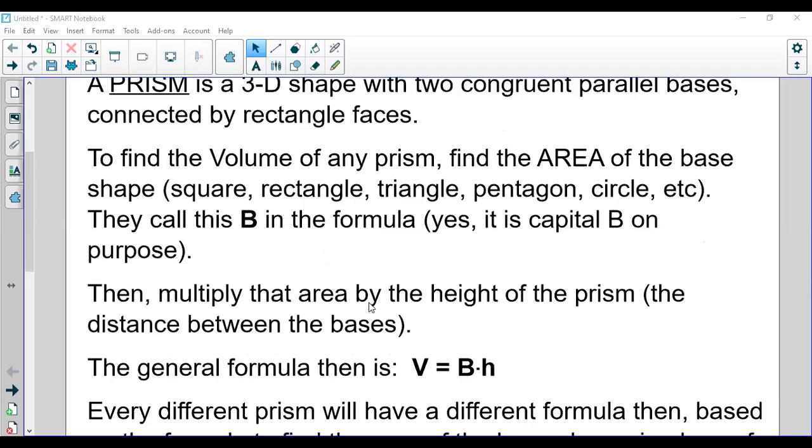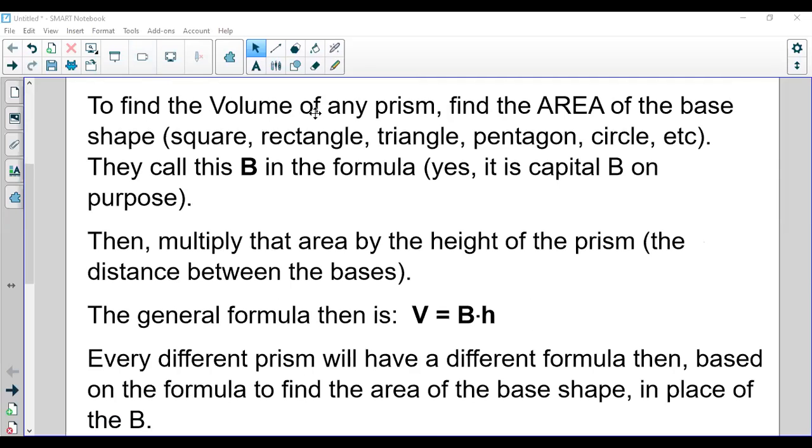To find the volume, let's scroll up a little bit. To find the volume of any prism, you're going to find the area of the base shape. A shape could be a square, a rectangle, a triangle, a pentagon, a circle. It could be lots of different things. And in the formula, we call this capital B. Yes, that's a capital B on purpose. Capital B stands for the area of the base shape. What you do with that is you multiply that by the height of the prism.